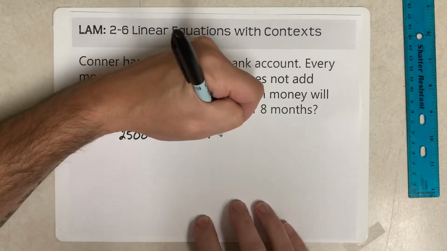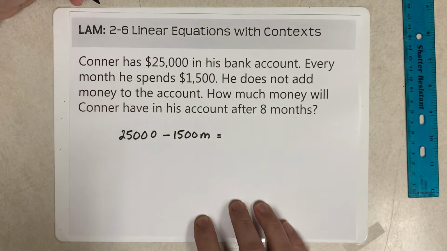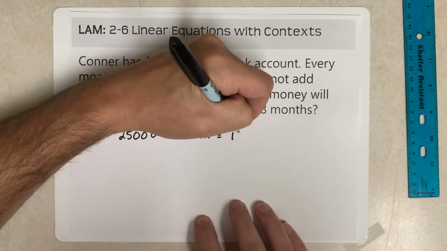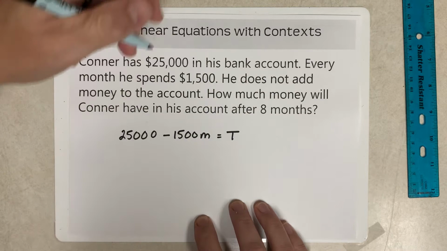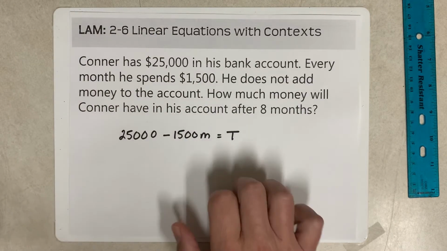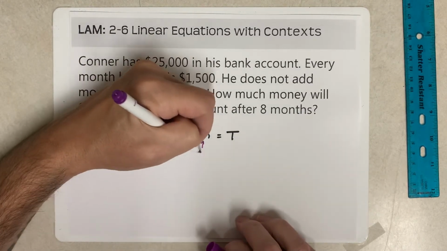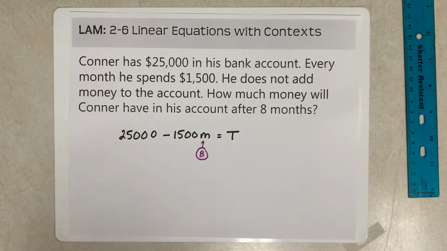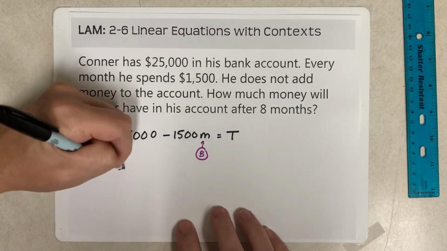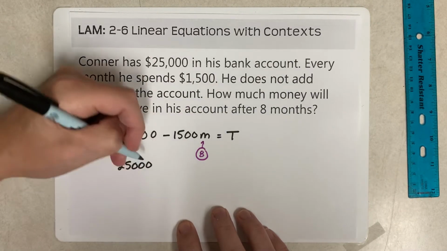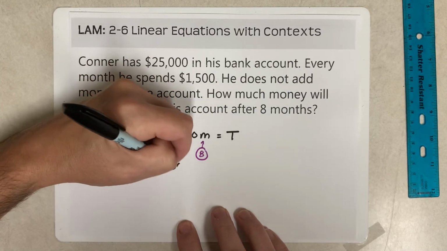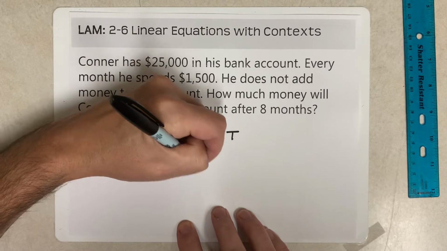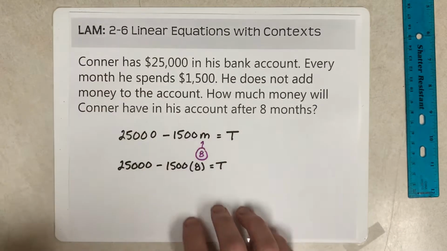So I'm going to set that equal to the amount of money that's in his bank. So I don't want to use M. I'm going to use capital T for total. After 8 months means I need to plug in an 8 to that M right there, and then calculate how much is going to be left. So 25,000 minus 1,500 times 8 is equal to the total amount of money in his bank.